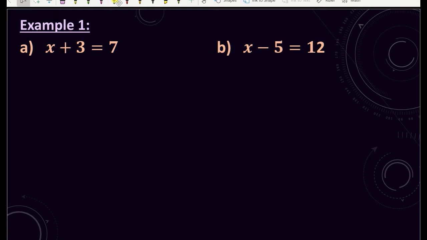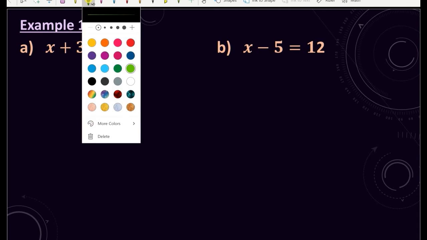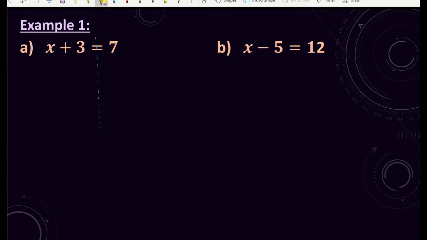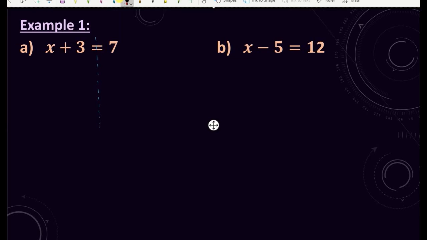Alright, we're going to look at problem 1. Before I solve the problem, it's a good habit to draw a line going through the equal sign. This line is really important. That will help you keep track of the equal sign, because when you solve an equation, you cannot just move the number whenever or whichever way you want.